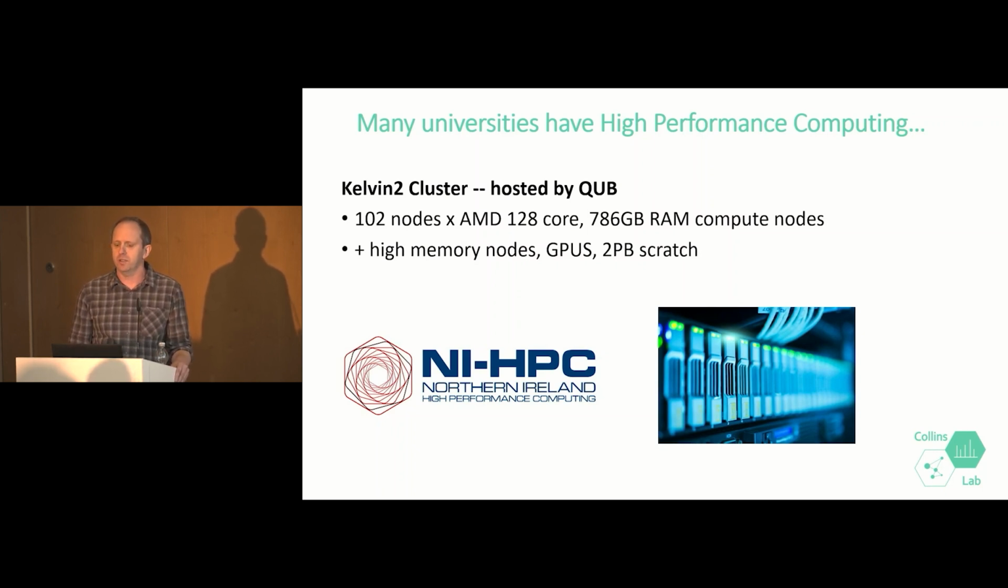So yeah, I want to make the somewhat possibly obvious point that many universities have these high-performance computing centers. Ours is called the Kelvin 2 cluster. It's not especially large, but it has 100 compute nodes, each with 128 cores and RAM and so on, and high memory, GPUs, all the rest. This is actually a national facility that's hosted at our university, but the reason I put this slide here is to say that, at least for the academic people in the audience, you probably have access to such a facility as well, whether you know about it or whether you use it.